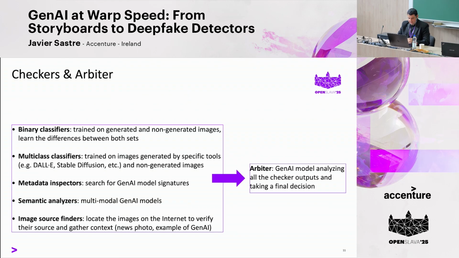Then following kind of the same approach, we have multi-class classifiers that have not just been trained on generated or non-generated, but on images generated by specific tools. So they can even tell you this looks generated and, on top of that, generated by DALL-E or generated by Stable Diffusion, etc.